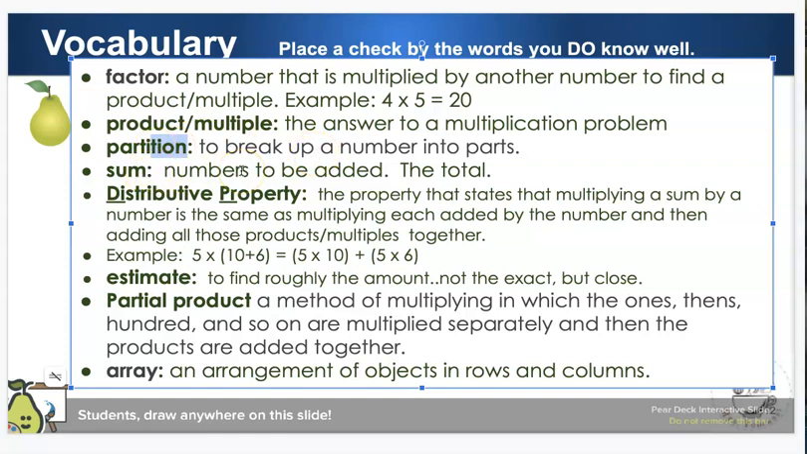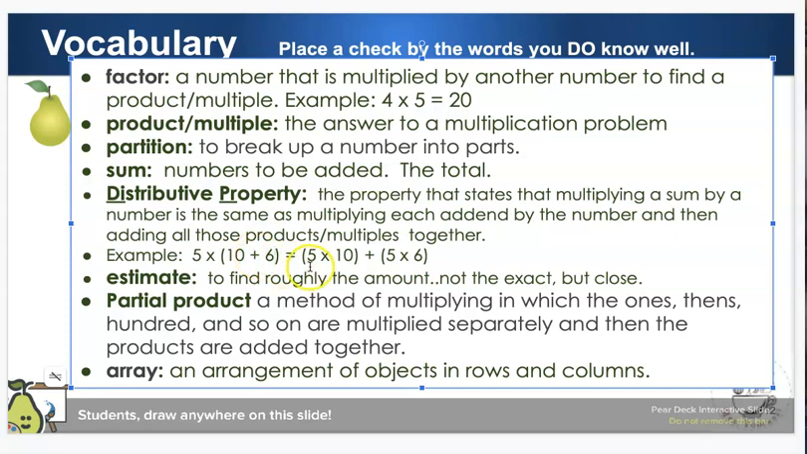Sum is numbers to be added, the total amount altogether. The distributive property states that multiplying a sum by a number is the same as multiplying each addend by the number, and then adding all those products together. So if this was 5 groups of 16, I could break up 16 into 10 plus 6. And 5 groups of 16 is the same as 5 groups of 10 plus 5 groups of 6. So I've distributed that 5 groups of, and I've broken up the other number into parts.